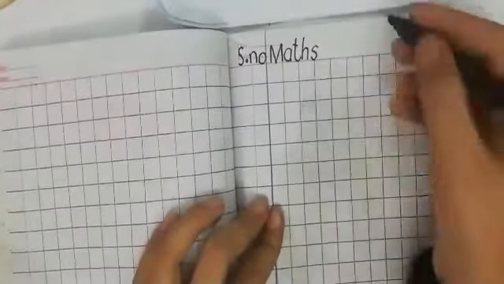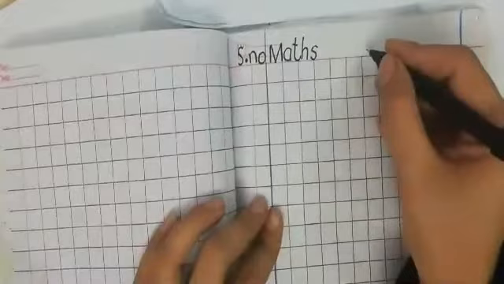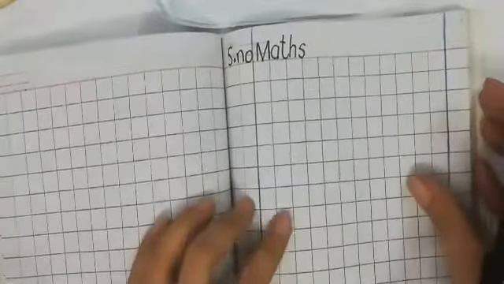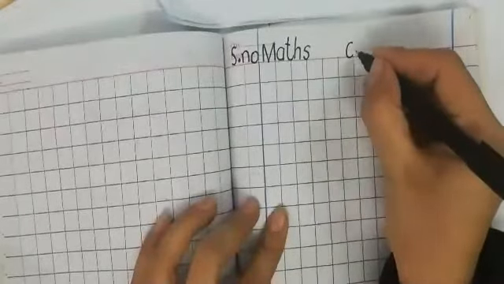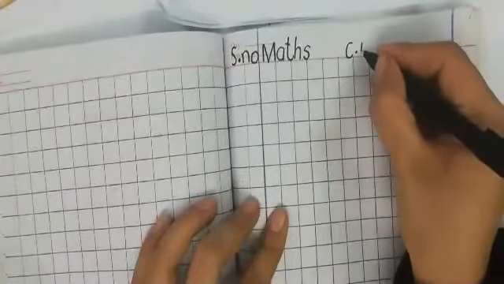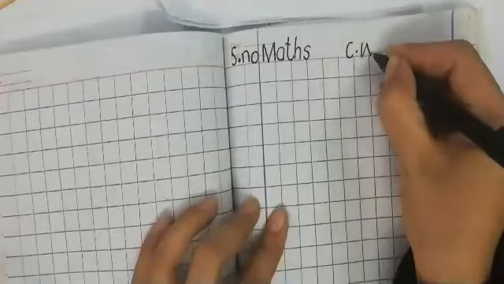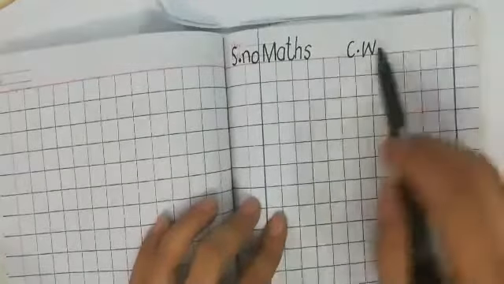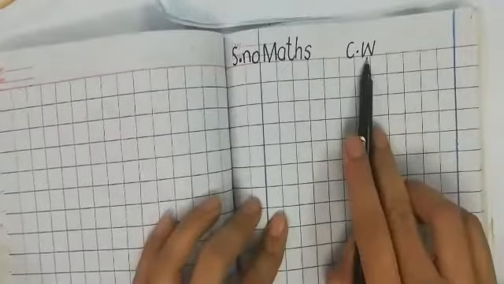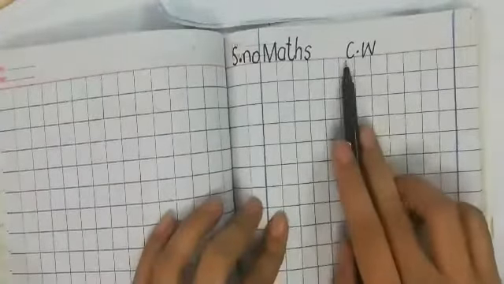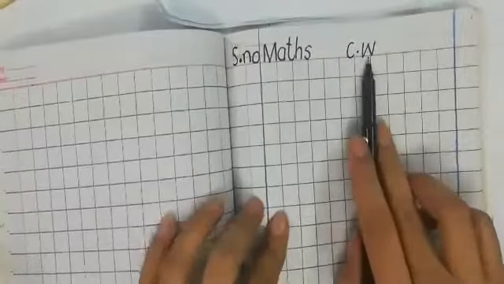Okay, now come to the center of the line, here in the middle. Write it. C dot W. C dot W means classwork. Okay, class, C dot W means classwork.